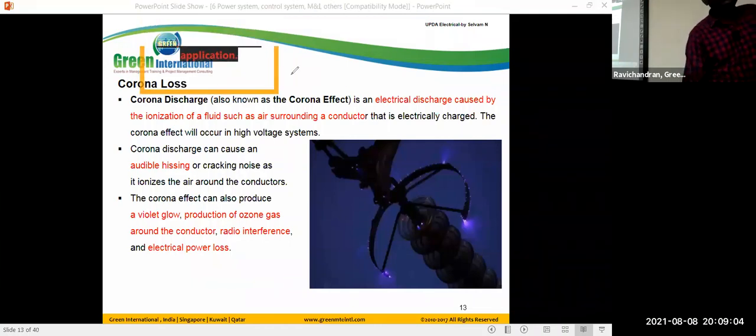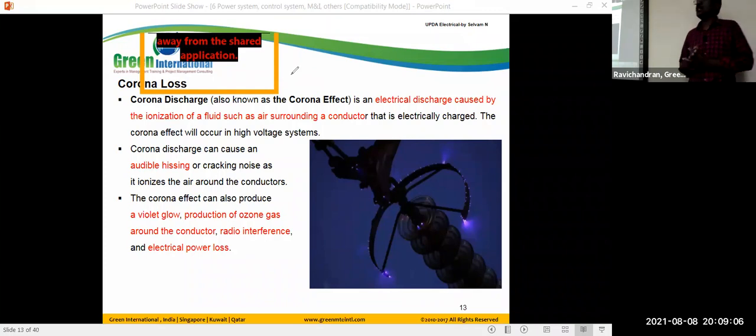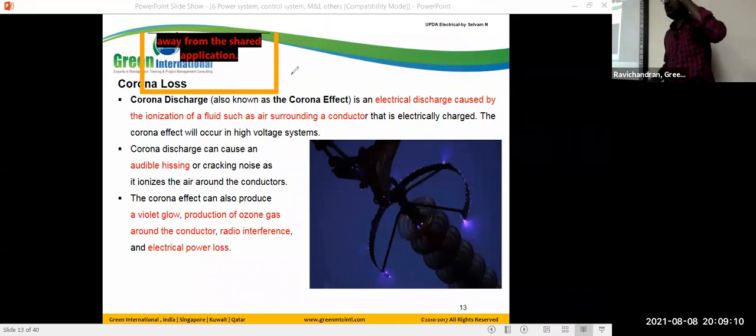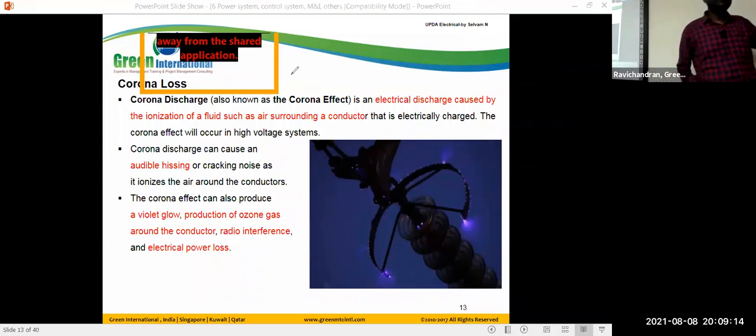So another important loss is the corona loss. So these three losses were also asked in that exam. We need to remember skin effect, Ferranti effect, and corona loss.